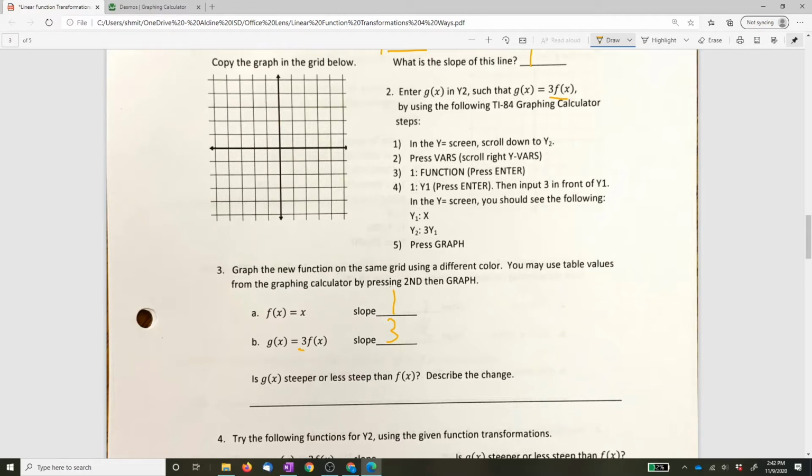G of x is steeper than f of x by a factor of 3.